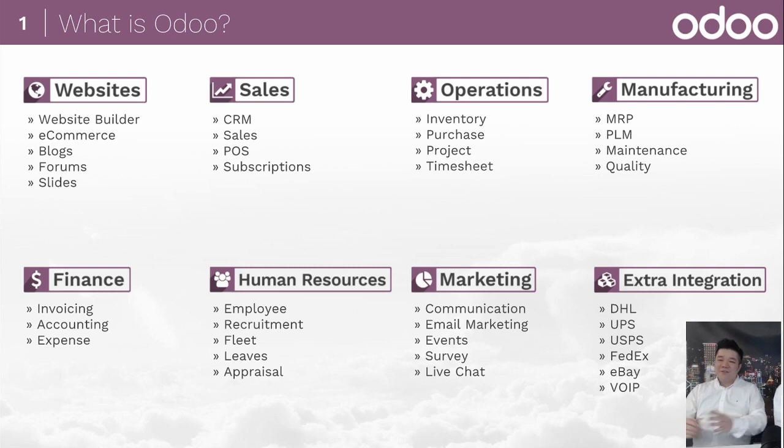With manufacturing, we have a full set of manufacturing modules where you will be able to manage all your BOM lists, manage different versions of your product with PLM, as well as maintenance of your work centers with different machines and everything, and also quality control checkpoints as well.